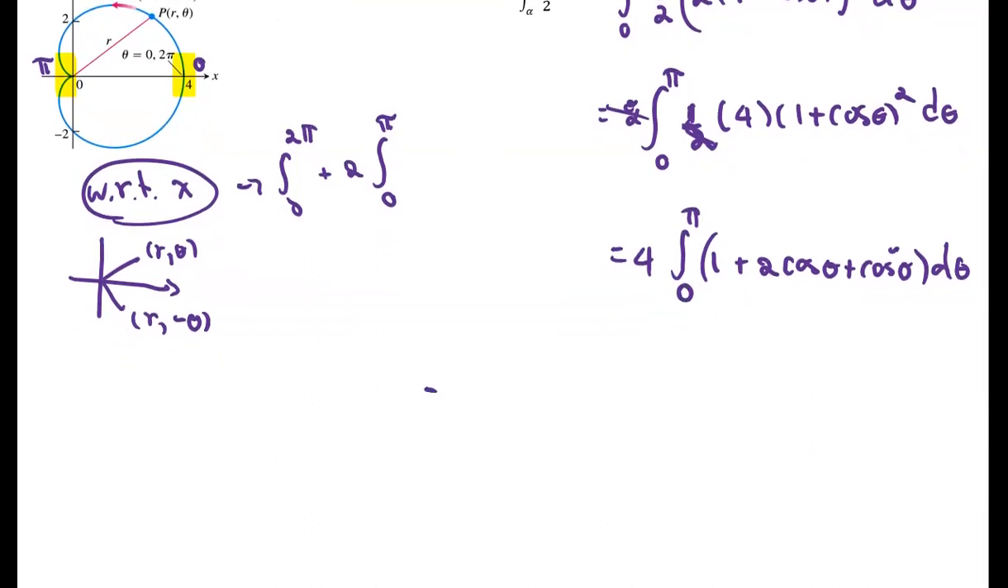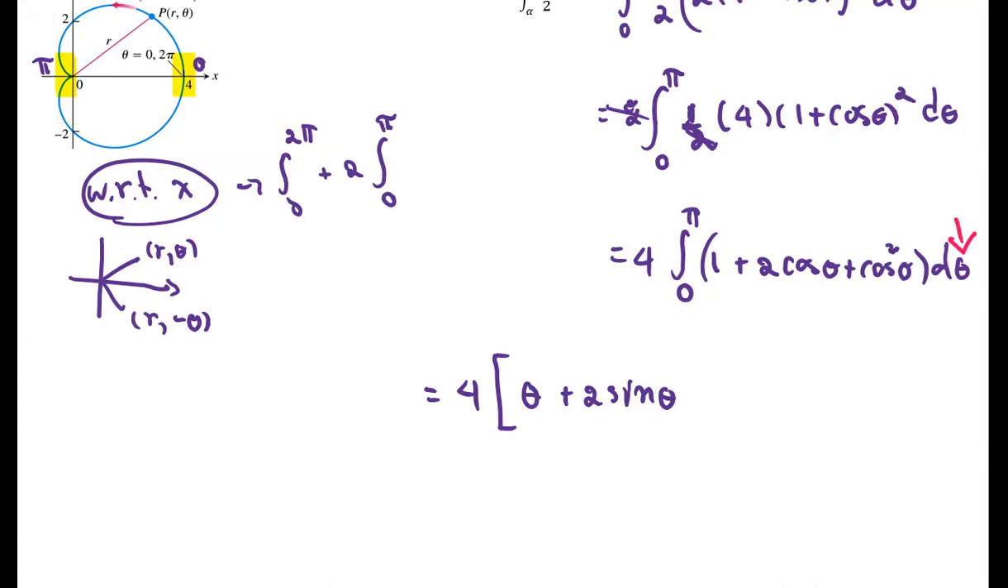And next, we work on finding the antiderivative of each term. The first one, we call this the antiderivative with respect to theta. We're gonna get the first term as theta, the second term as 2 times sine theta. And the last one is a little bit tricky because we have the power 2.